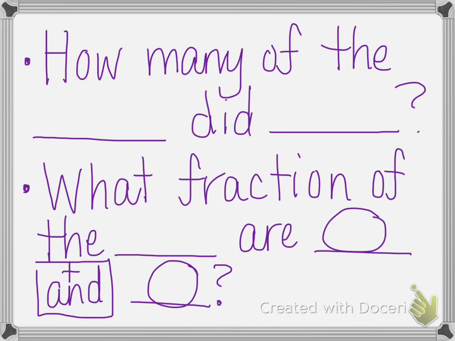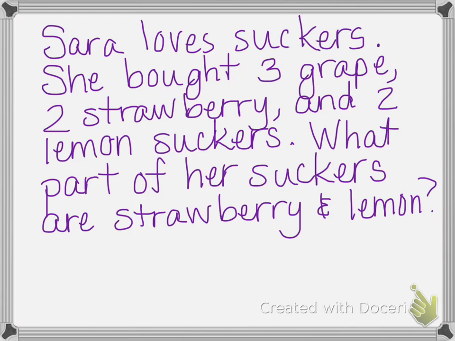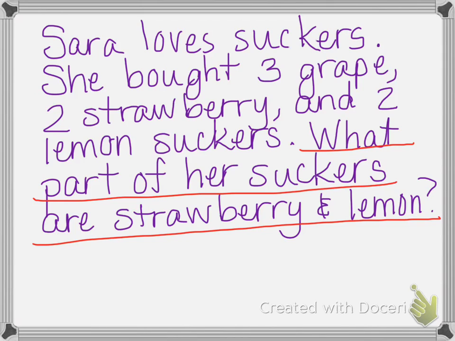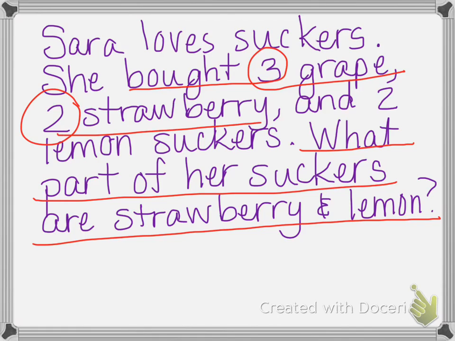Let's look at some example problems. Sarah loves suckers. She bought 3 grape, 2 strawberry, and 2 lemon suckers. What part of her suckers are strawberry and lemon? Let's use our strategies. We want to know what part of her suckers are strawberry and lemon. So we know that we need to go and gather up the facts. Now you might be thinking that you don't need to know about the grape suckers, but you're wrong, because she bought 3 grape, 2 strawberry, and 2 lemon suckers.